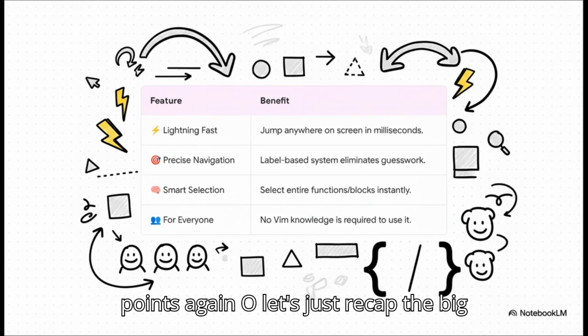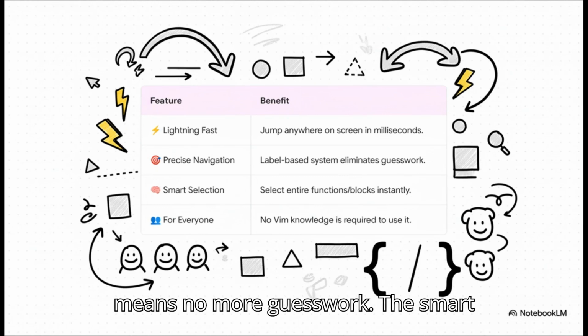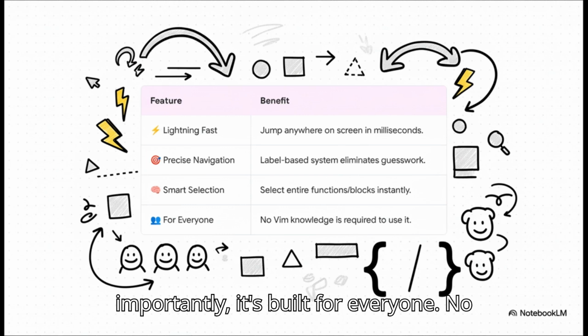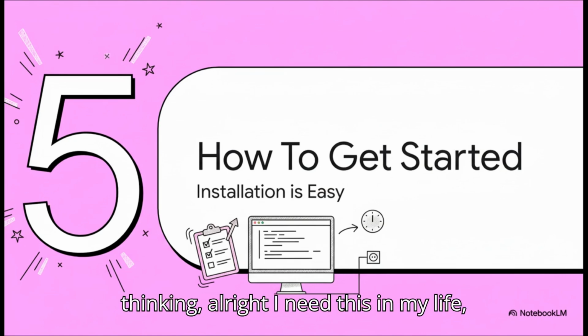So let's just recap the big wins here. It's lightning fast, obviously. It's super precise. The label system means no more guesswork. The smart selection is going to save you a ton of time every single day. And most importantly, it's built for everyone. No Vim experience necessary. Okay, so I'm guessing at this point you're probably thinking, all right, I need this in my life. How do I get it?